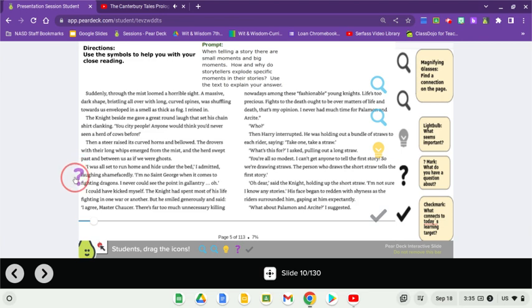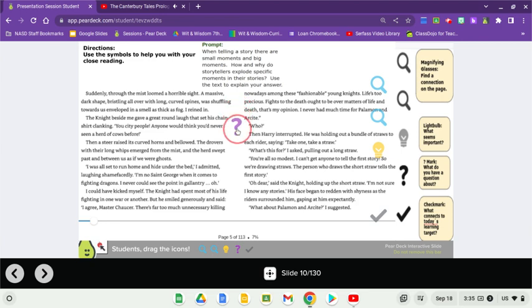"I'm no St. George when it comes to fighting dragons. I never could see the point in gallantry." Oh, I could have kicked myself. The knight had spent most of his life fighting in one war or another. But he smiled generously and said, "I agree, Master Chaucer. There's far too much unnecessary killing nowadays among these fashionable young knights. Life's too precious. Fights to the death ought to be over matters of life and death, that's my opinion. I never had much time for Palamon and Arcite."